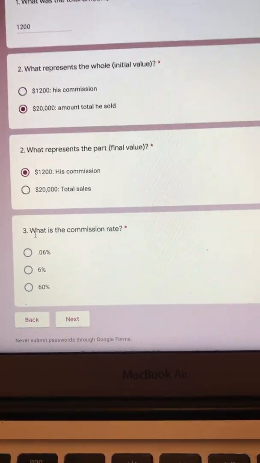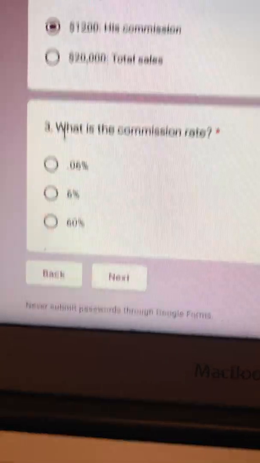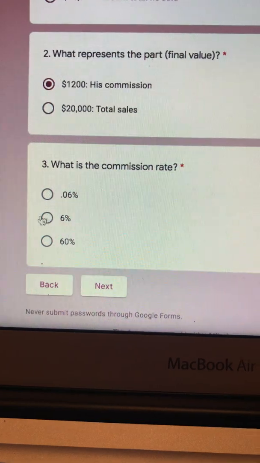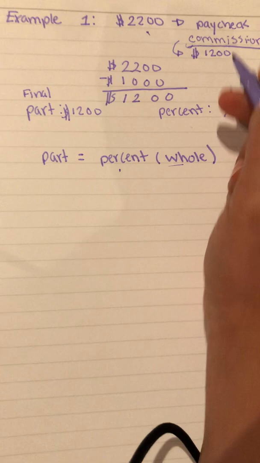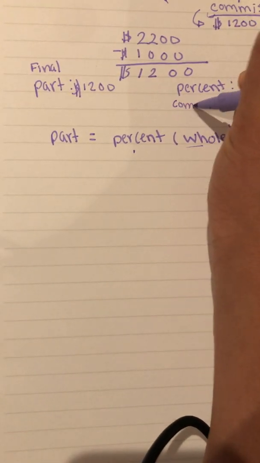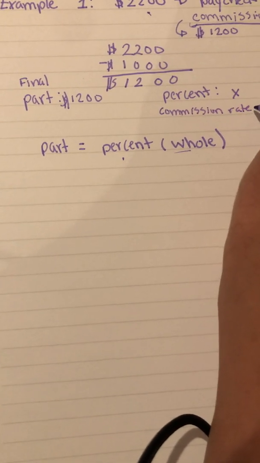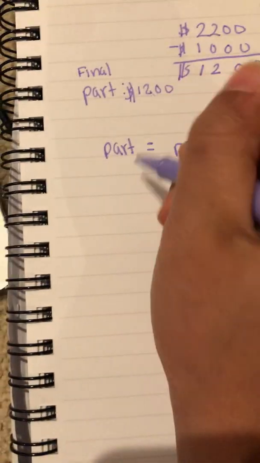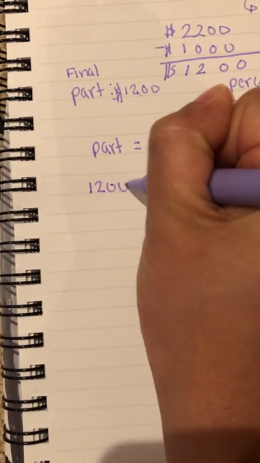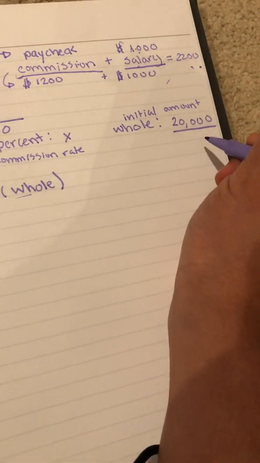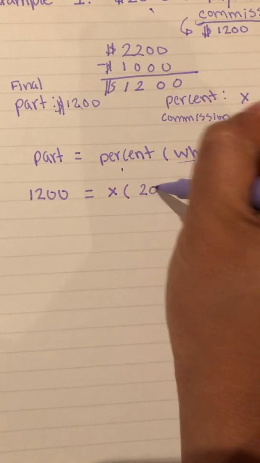Now, number 3, what we are gonna find is the commission rate. Out of what percent does he actually earn out of the total that he sold? So the percent actually here represents the commission rate, just so we are all aware. Okay, here we go. So I'm gonna now substitute. The part is $1,200. I'm gonna put 1,200 equals my percent. I do not have it, so I'm gonna put X. And the whole is $20,000.